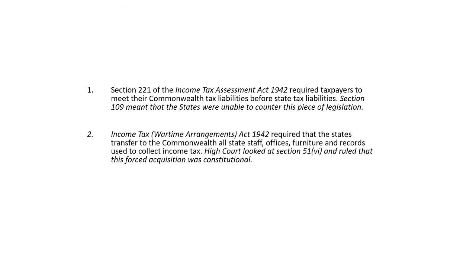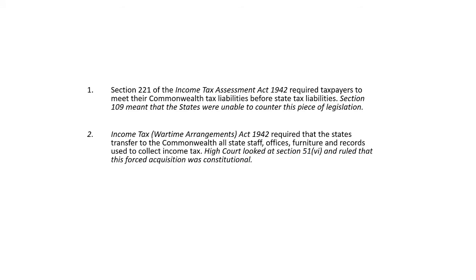Thirdly, we had this interesting section, Section 221 of the Income Tax Assessment Act, because this was deliberately written in a way that Section 109 would kick in, because it said Commonwealth tax must be paid before state tax. And that was very clever, because you can imagine the states wanting to keep their income taxes could have written into their law, you must pay the WA tax before you pay the federal tax. So the federal government made sure that wouldn't happen because of Section 109.